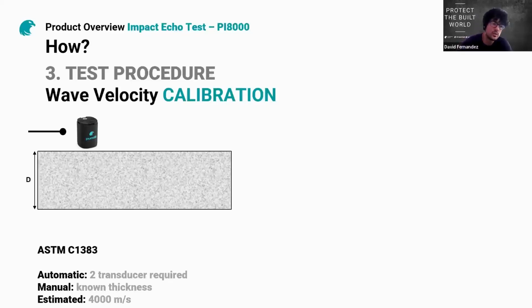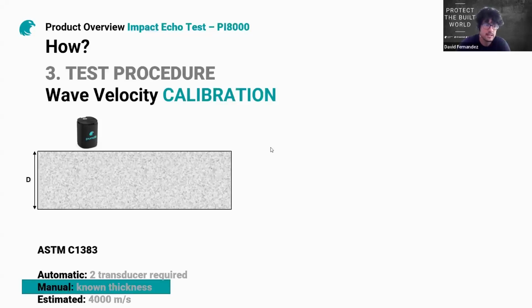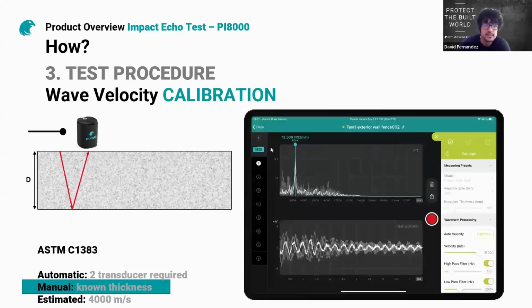So we decided to provide the manual mode, which is also really good, because you only need one transducer or one probe, and then you just need to go to an element whose thickness you know, right? So just imagine you know the thickness of one particular concrete slab. Then the only thing you need to do is input here the expected thickness of this element. Let's say it's 200 millimeters.